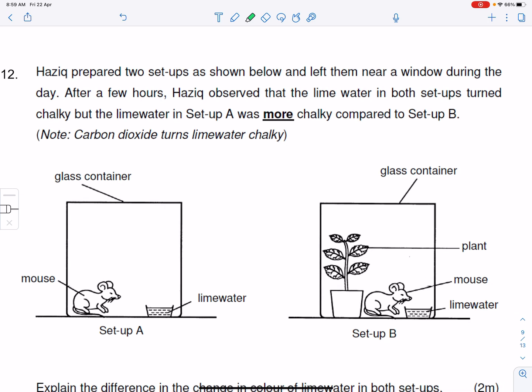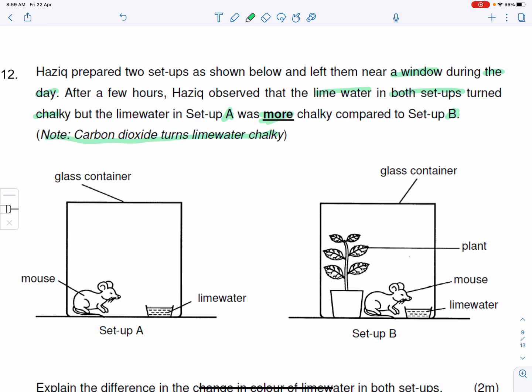So, Haziq prepared two setups as shown below and left them near a window during the day. After a few hours, Haziq observed that the lime water in both setups turned chalky, but the lime water in setup A was more chalky compared to B. And note, carbon dioxide turns lime water chalky.